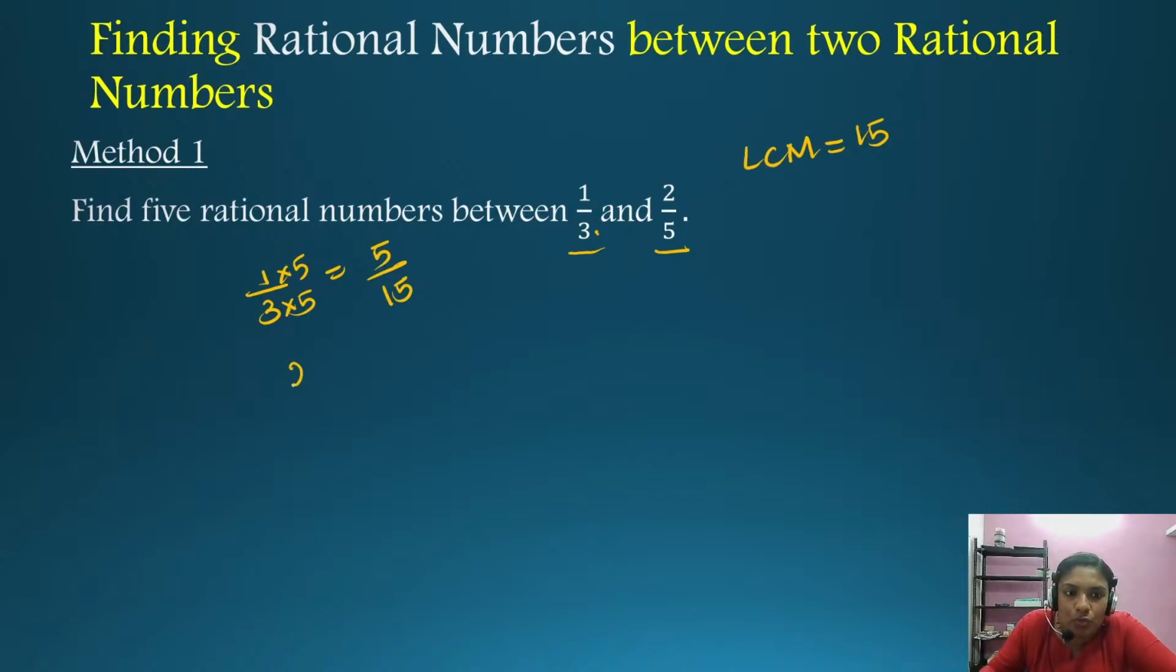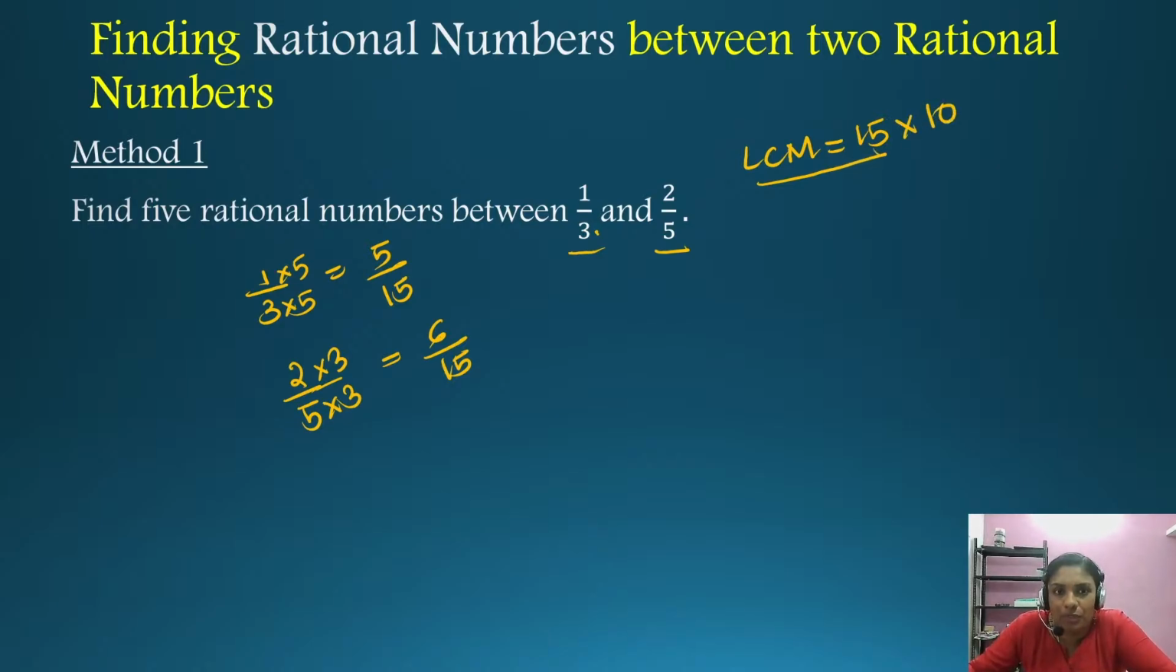And what about 2 by 5? In order to get 15 as the denominator, you can just multiply with 3 here as well. So 6 by 15. So 5 by 15 and 6 by 15 are our new two rational numbers. Can we find any rational number between 5 by 15 and 6 by 15? No, right? So once you get the LCM, you just multiply it with 10 or 100 as per your wish. Here we need to find only 5 rational numbers, so 10 will be enough, I think.